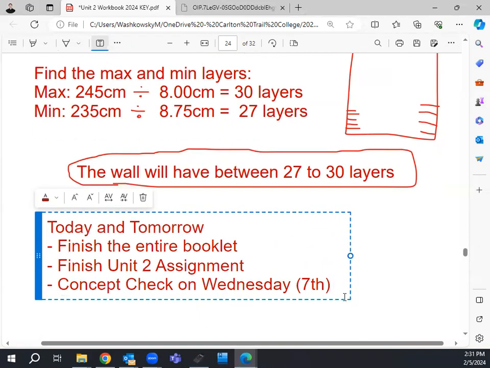And specifically, it's going to be right when you come in on the 7th, okay? So it's going to be 12:30. Boom, here's a concept check. So I'm sorry about that. Because then we're going to carry on. We're going to start with our next unit 3 then.